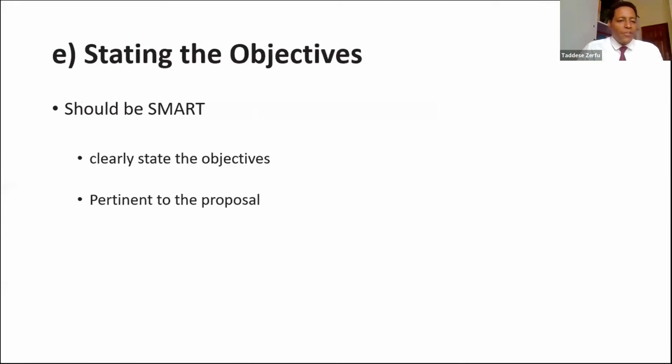Objectives, of course, should be smart, but they also have to be clear and pertinent. That means you have to write your objectives in such a way that you can easily accomplish them. There are some proposal writers who are very ambitious and want to do a lot of things, but that will not make you successful. To be successful, you have to make sure that you can complete in time, it's measurable, and also it is smart or specific.